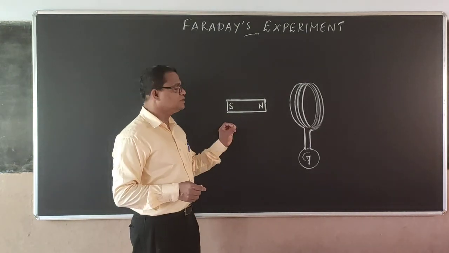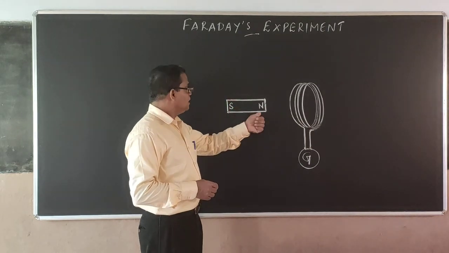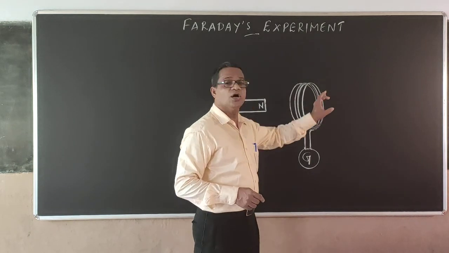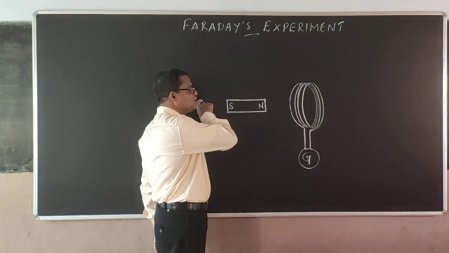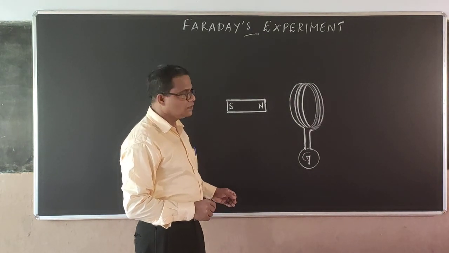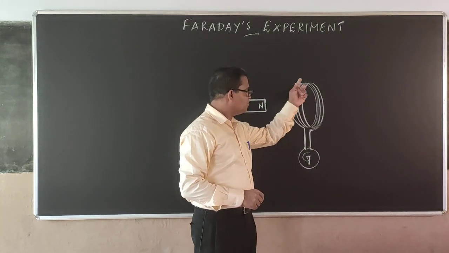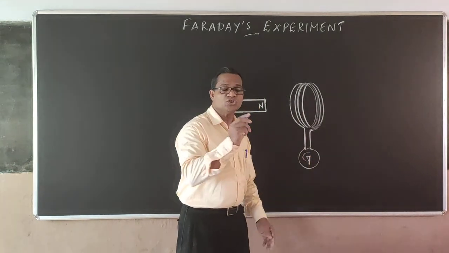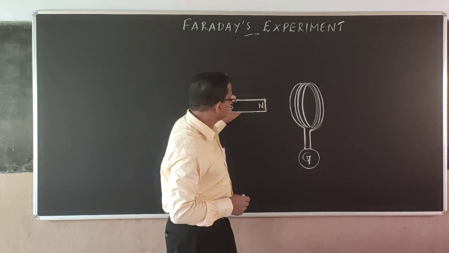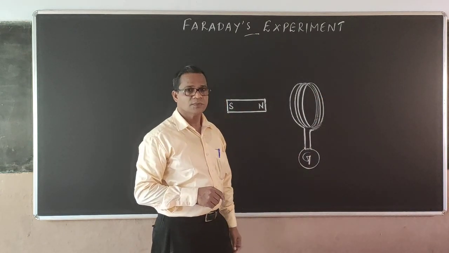Now he took a bar magnet and moved the north pole towards the coil. He pushed the north pole slowly towards the coil. Then it is found that a small current is developed in the coil. That means the galvanometer shows a small deflection. As he moved the north pole towards it, the deflection is found to go in one direction.